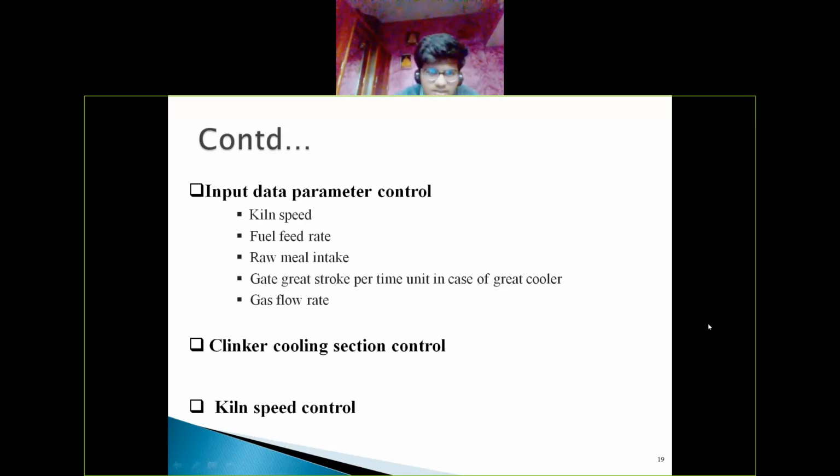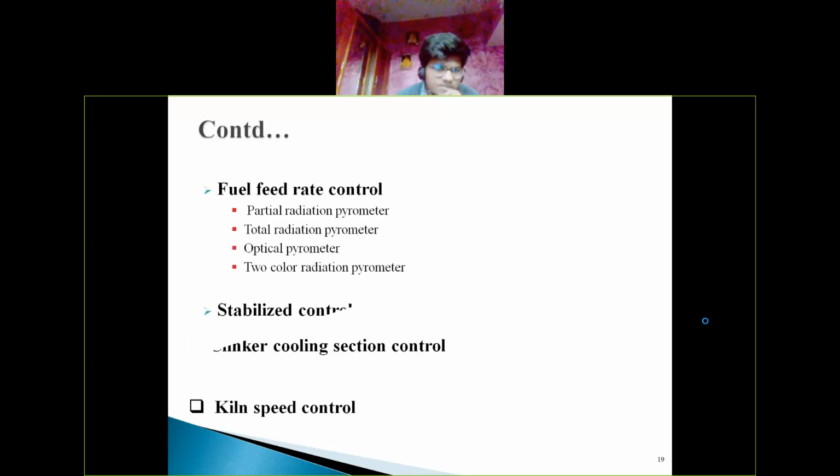Next one is the kiln speed control. The computer controls on the basis of a set point, and small variations in the set point are controlled by the computer automatically. In case more disturbance occurs in the set point, it causes a kiln upset. Then they intervene and control until it stabilizes. Next slide, ma'am.